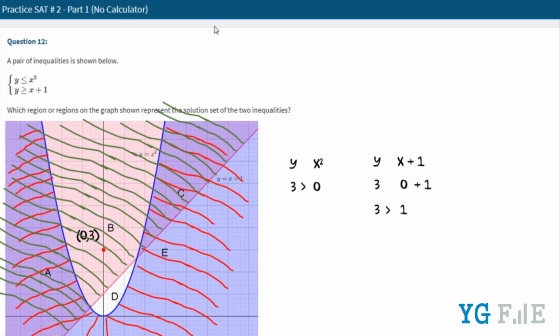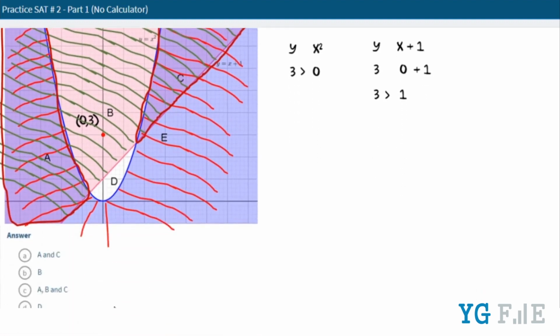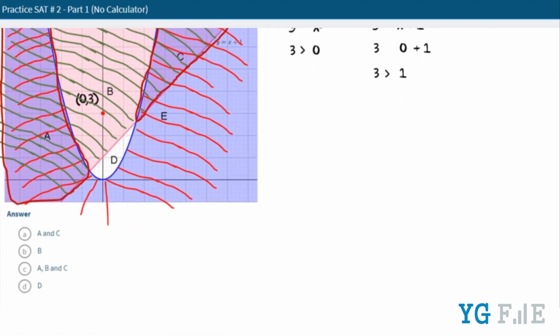The solution set of these two inequalities is the region where these two regions overlap each other. So the solution set is the area where the red area and the green area intersect, which is this area and this area. So the regions which are the solution set of these two inequalities are A and C. And the answer will be A.